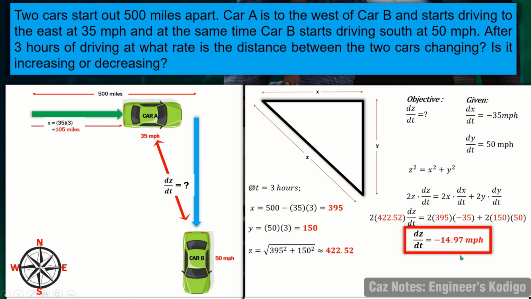Nice and easy. As you can see, the answer to this question, the rate of change of the distance between the two cars, is negative 14.97 miles per hour at the instant time is equal to 3 hours. So the question: is it increasing or decreasing? As you can see, it is negative, so basically it is decreasing.